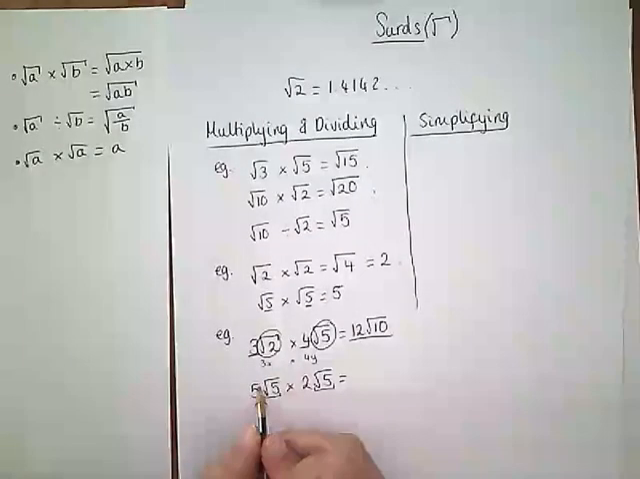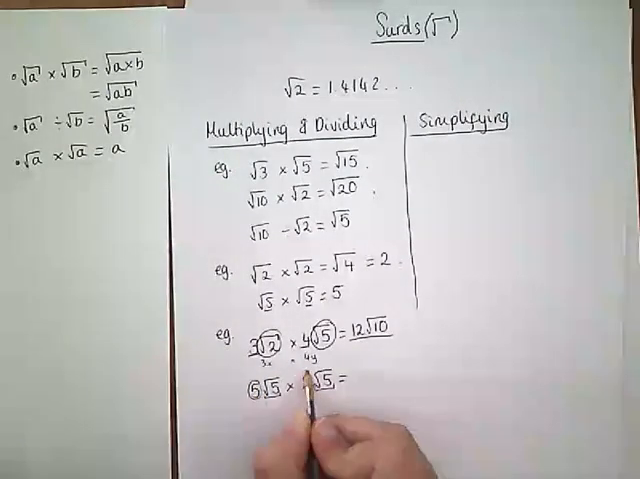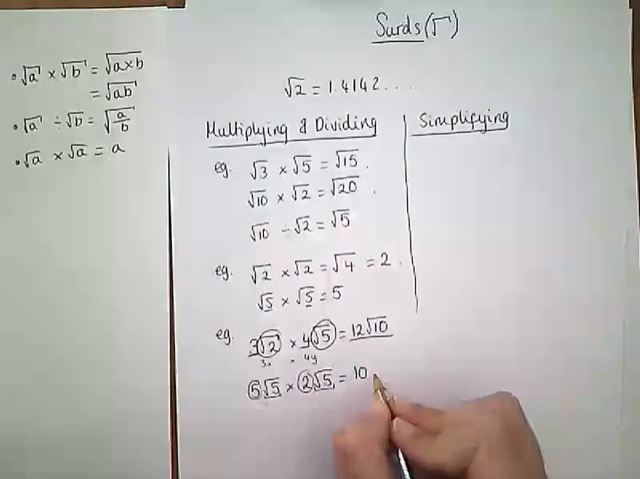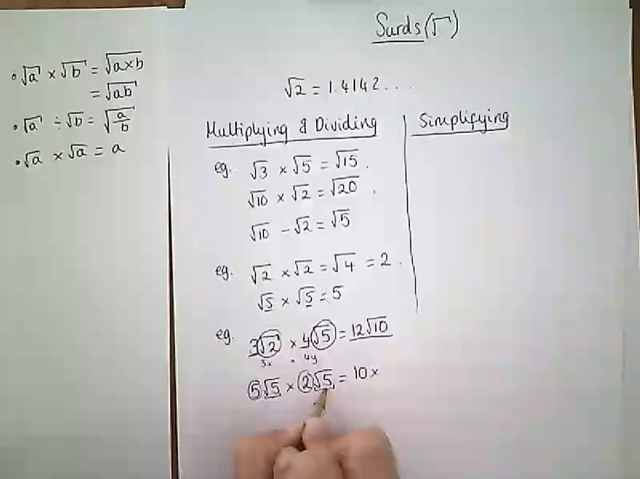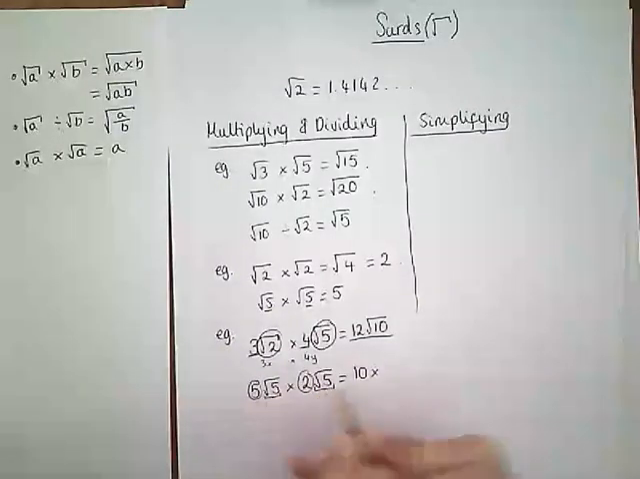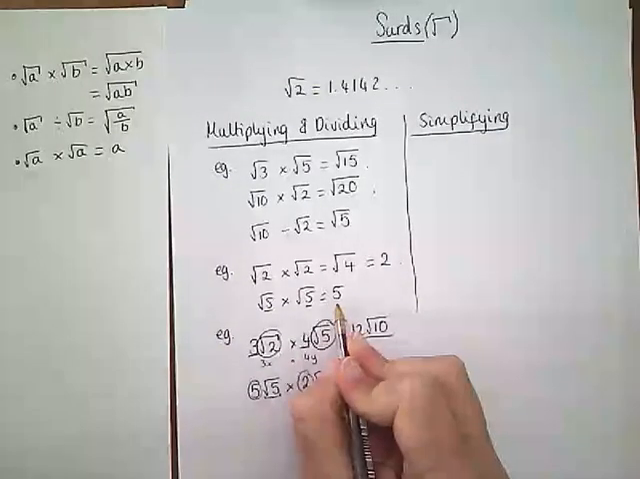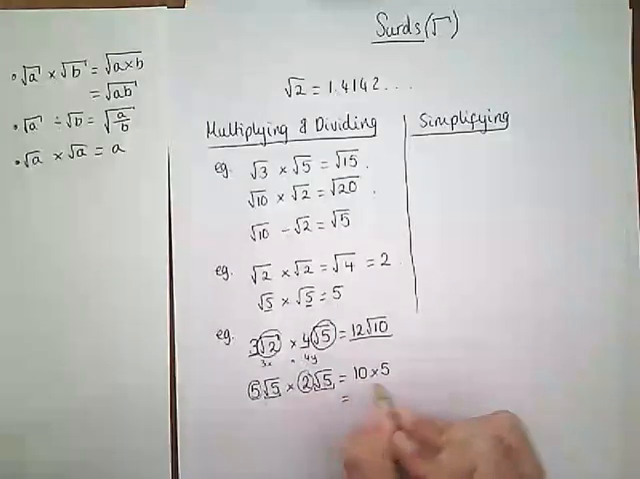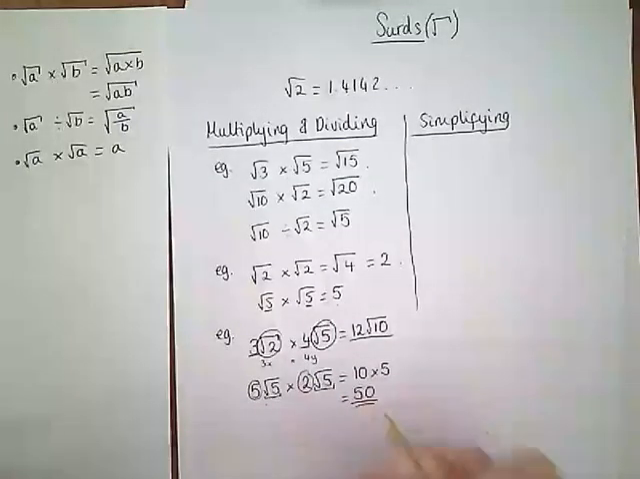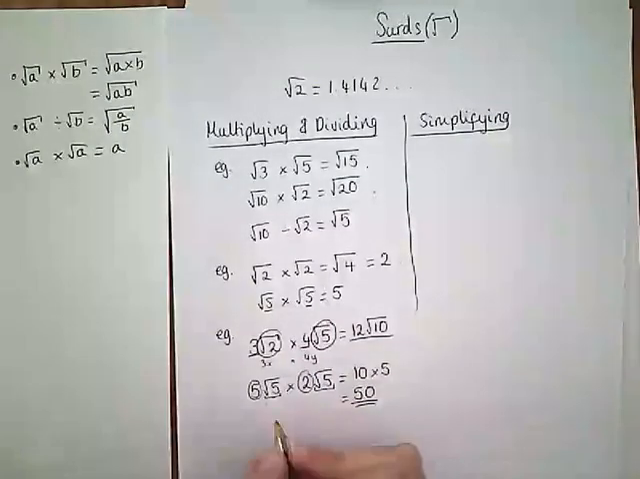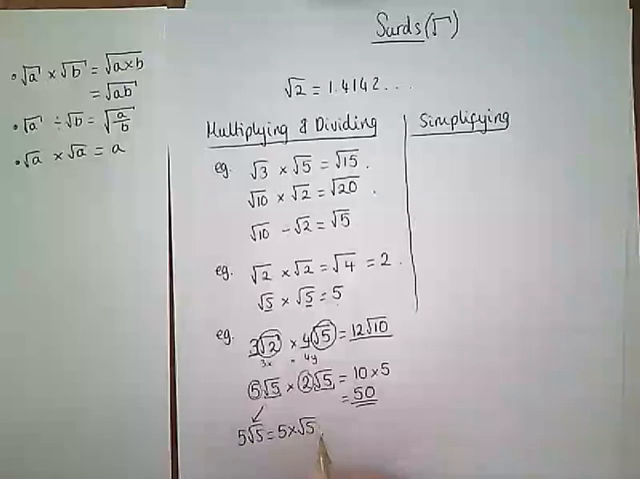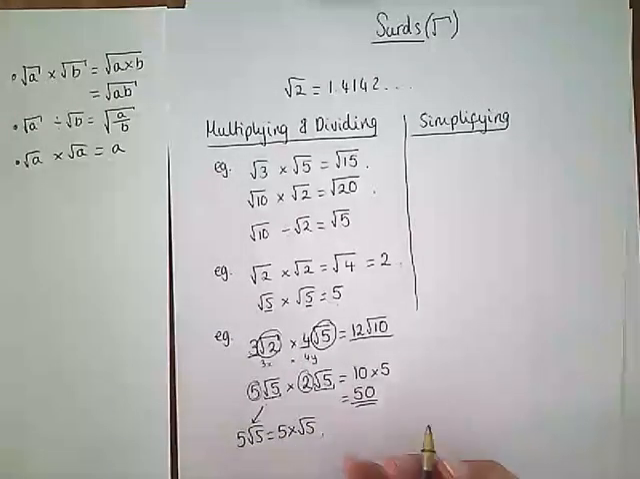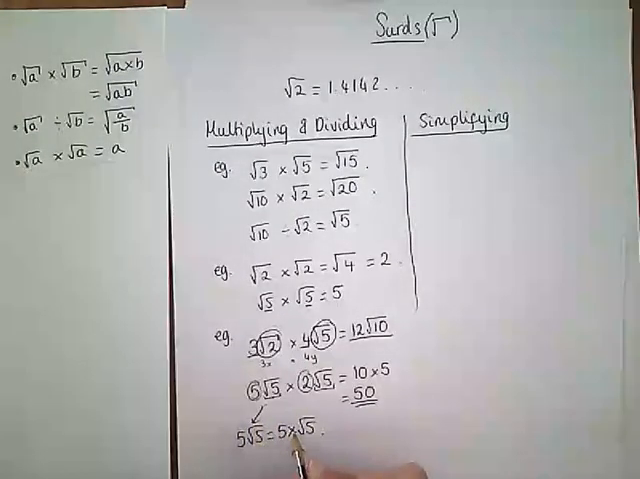So let's do our numbers first. So 5 times 2 makes 10, and then I'm timesing it by root 5 times root 5. Root 5 times root 5 is just 5, because we've just learnt that up here. So then this becomes 10 times 5, which is 50. Okay, the reason this works is because 5 root 5 just means 5 times root 5. Just like 5x means 5 times x, this just means 5 times root 5.